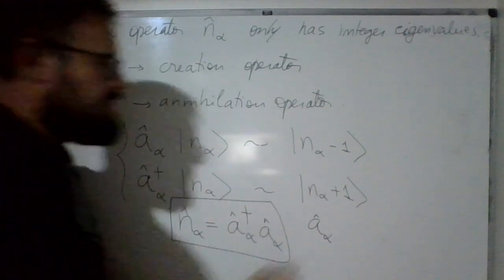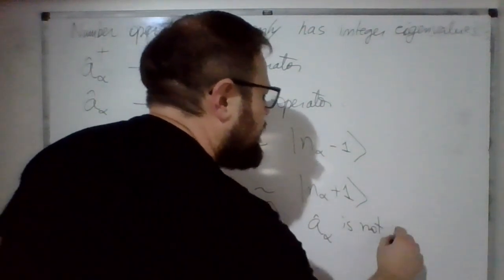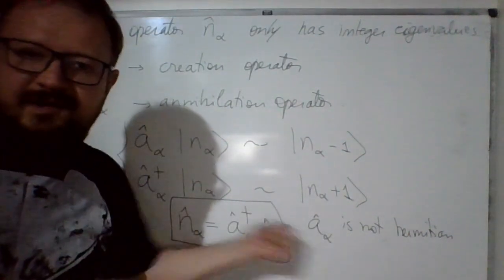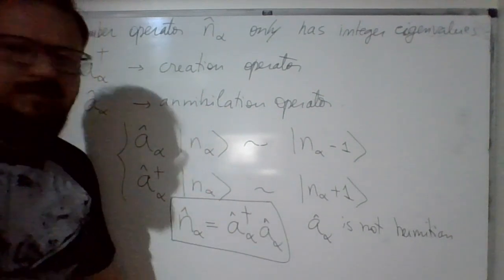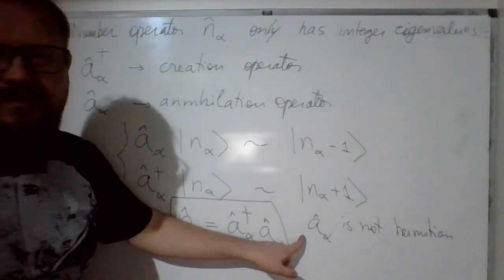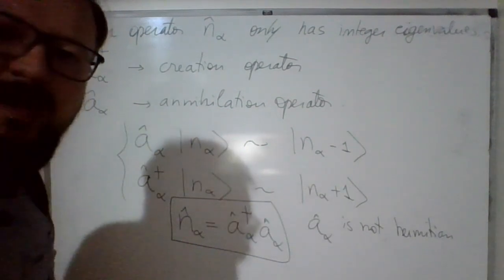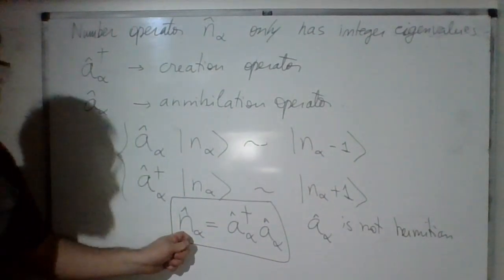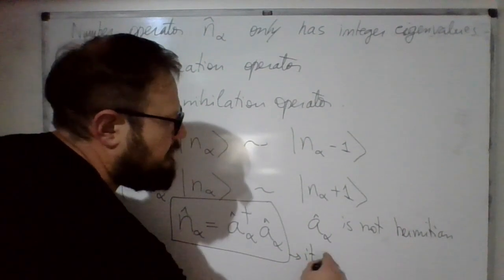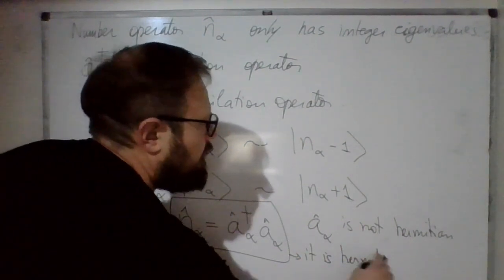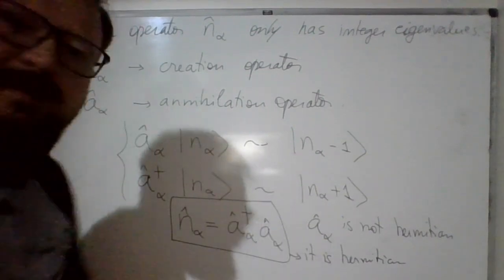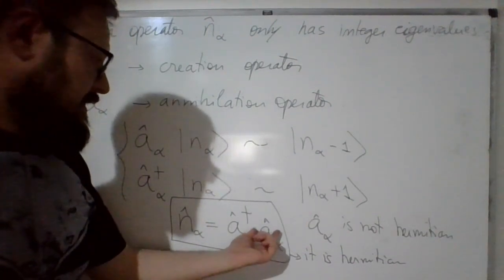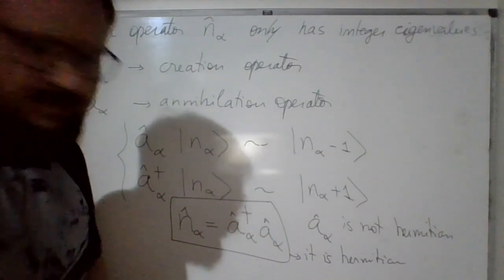a of alpha, which is the annihilation operator, is not Hermitian, because the dagger is distinct from the operator. The transpose conjugated of the annihilation operator is the creation operator, and vice versa. They are not Hermitian. But the number operator is Hermitian, or self-adjoint, if you prefer. This operator is Hermitian, but annihilation or creation operators are not. Right?